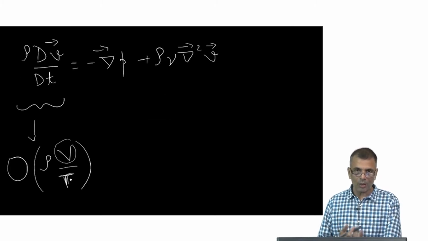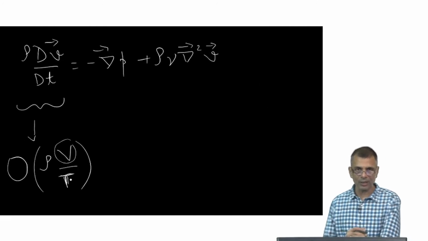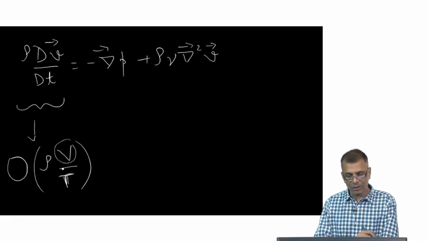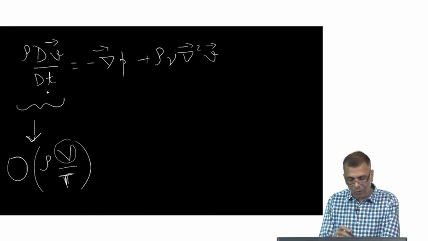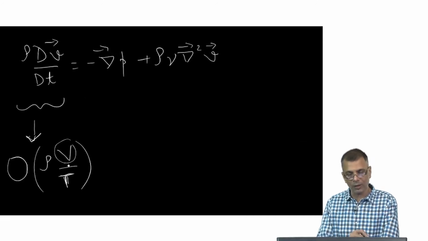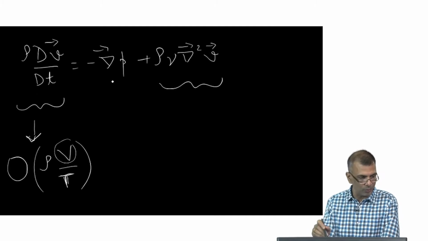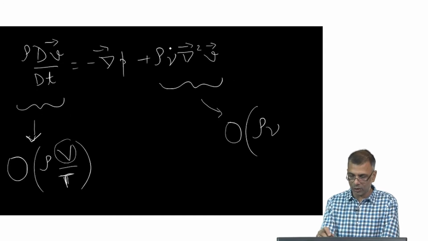Although this concept is a little vague, it still makes sense to talk about a characteristic velocity and a characteristic time scale. And so using these concepts, we can say that this term is of the order of rho times v over t. Let me now write down this term. I'll leave this one for later; we will talk about it in a minute. So this is of order... I leave these two terms as they are.